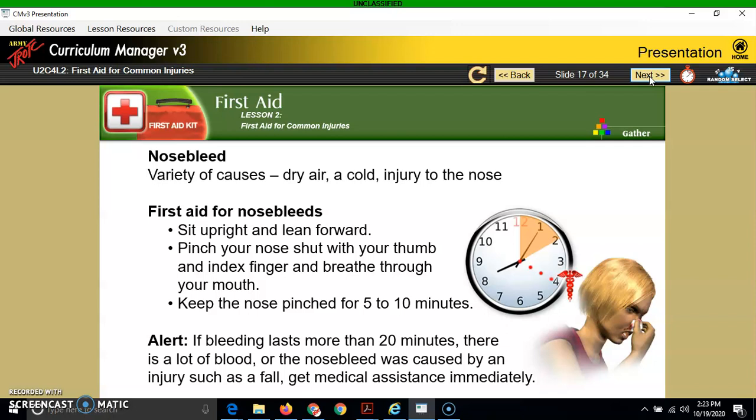Like I said in that last quiz there, they had a typo. It should be 5 to 10 minutes. Keep it pinched and breathe through your mouth, and that should do it. If it keeps bleeding for longer than that, or there's a lot of blood, or if it was caused from a fall, you should probably get medical assistance immediately.